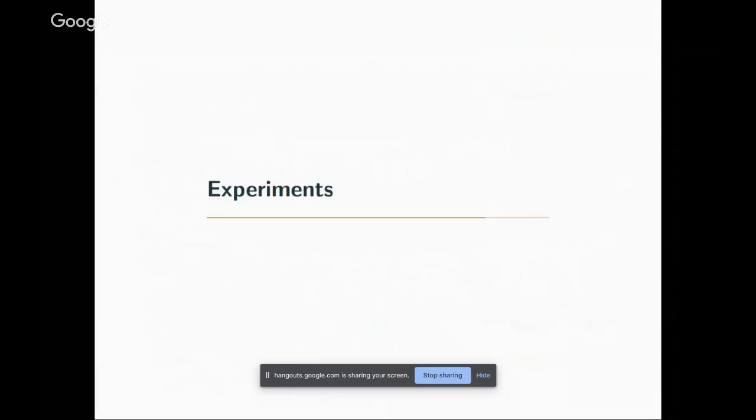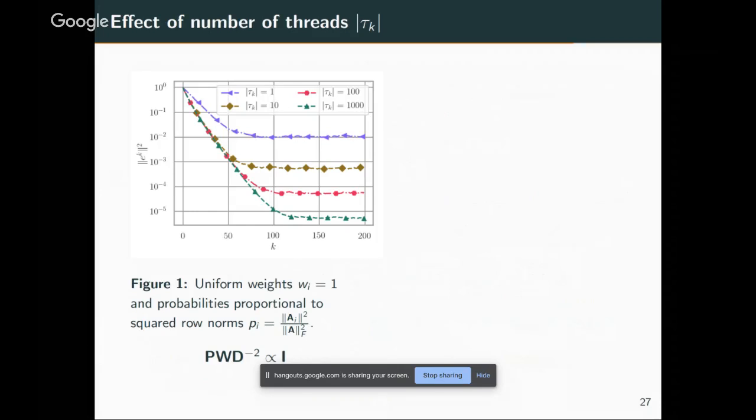Okay, so now I'll talk about some experiments that demonstrate the convergence in practice of this parallel randomized Kaczmarz with averaging. In the first experiment, we look at the effect of the number of threads on the convergence. Here, this is multiple trials of randomized Kaczmarz with averaging applied to a 100 by 10 random Gaussian system. So the entries are just random Gaussian variables. Here we're using uniform weights equal to 1, and probabilities proportional to the squared row norms. So in particular, we are satisfying the assumption that the matrix product PWD inverse squared is proportional to the identity.